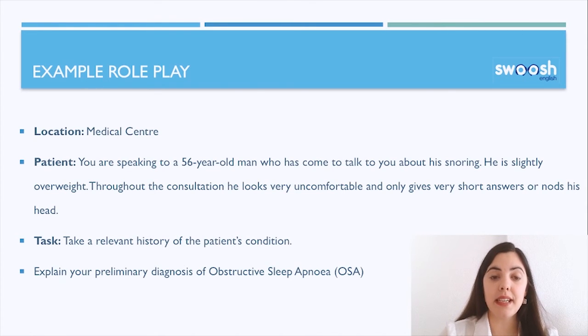Location is the medical centre. The patient, you are speaking to a 56-year-old man who has come to talk to you about his snoring. He is slightly overweight, and throughout the consultation he looks very uncomfortable and only gives very short answers or nods his head. Your task is to take a relevant history of the patient's condition and to explain your preliminary diagnosis of obstructive sleep apnea, or OSA.